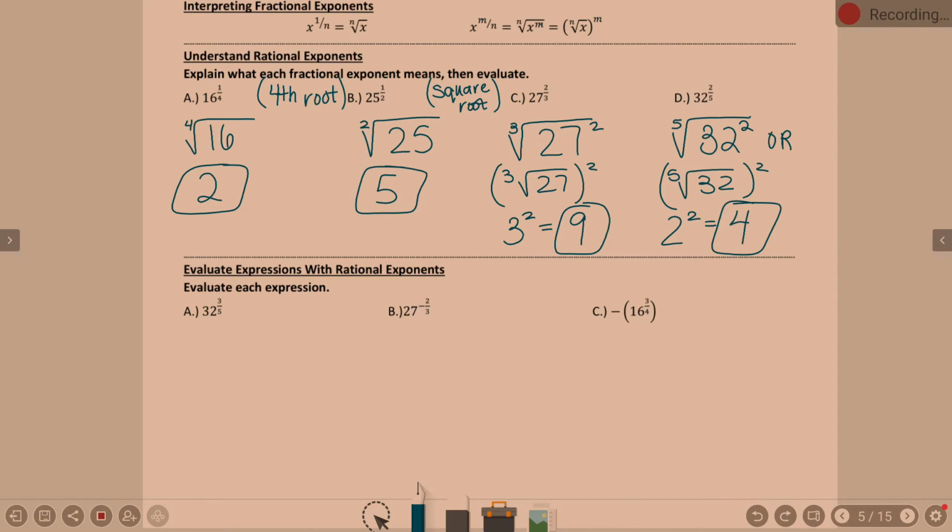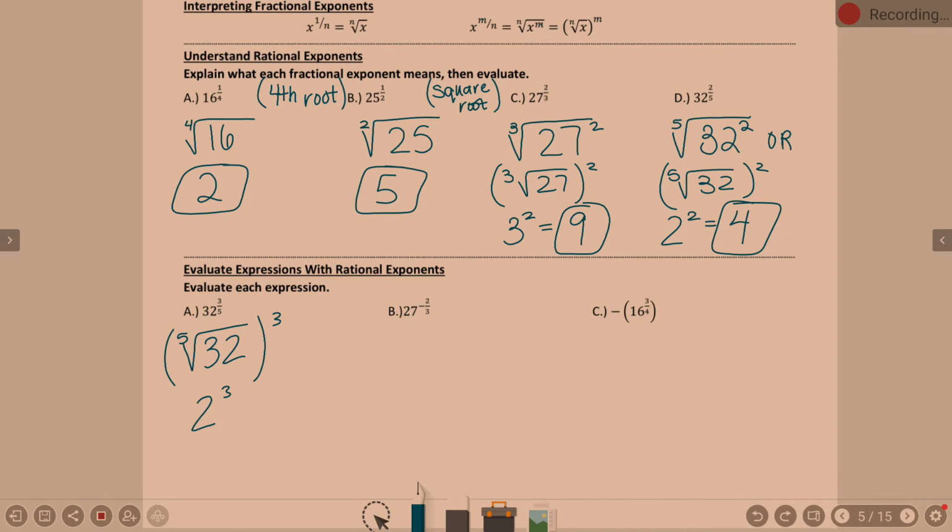So, 32 to the 3/5. What do you know? It's what? The what root? 5th root, because 5 is my denominator. 5th root of 32 raised to what power? 3rd. I tend to lean towards doing that root first if I can. What is the 5th root of 32? 2. We just talked about it a moment ago, right? What's 2 to the 3rd?